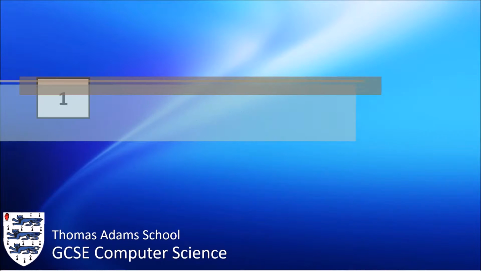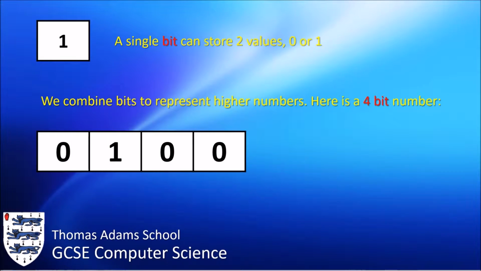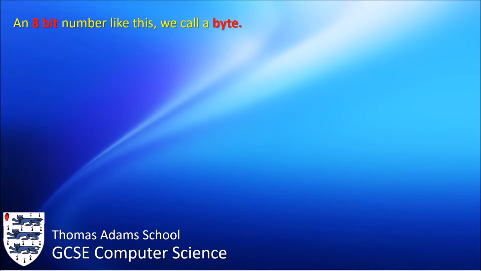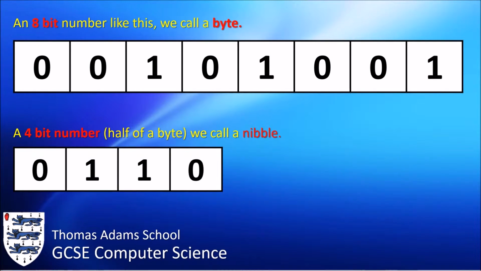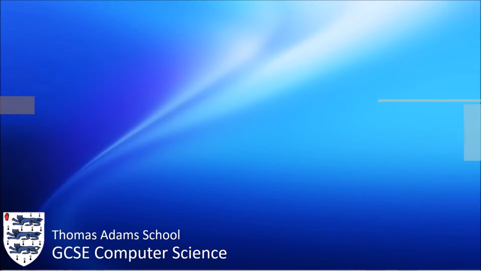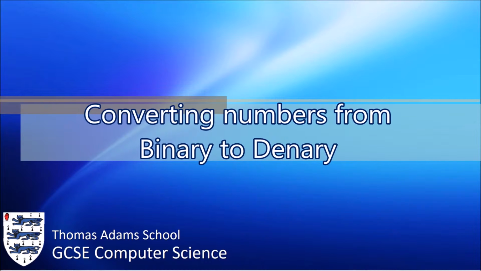We do this by actually combining the bits. Now a bit is a single value of 0 or 1. If we combine them together, like this example with 4 bits, we can represent a higher number. We can then combine 8 bits together and we call this a byte. The correct name for a 4-bit number is actually a nibble, which is half of a byte.